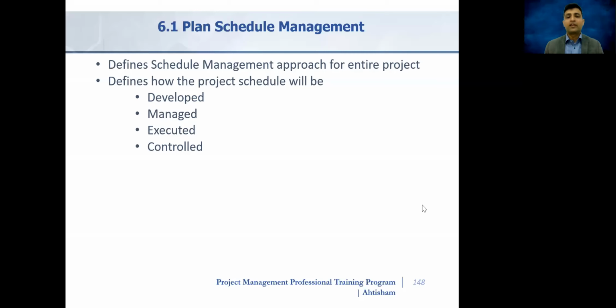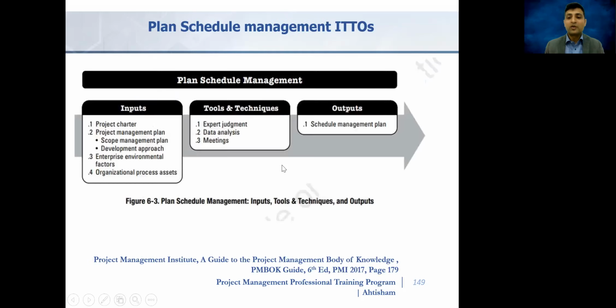Our first process in the schedule management knowledge area is plan schedule management, where we create the schedule management plan. Plan schedule management is a process which will tell us how we do the other processes in this knowledge area: how we shall define our schedule, how we shall manage it, and how we shall execute and control it. Let's take a look into the inputs, tools and techniques, and outputs of this process.